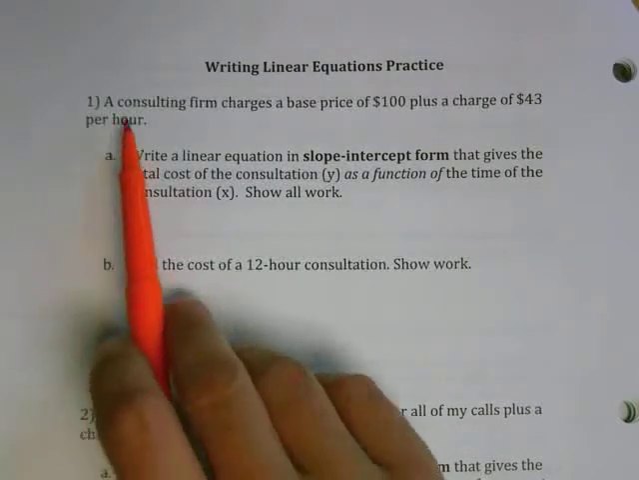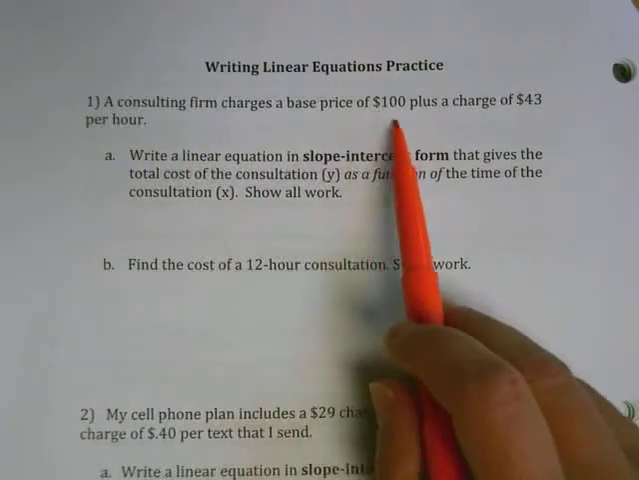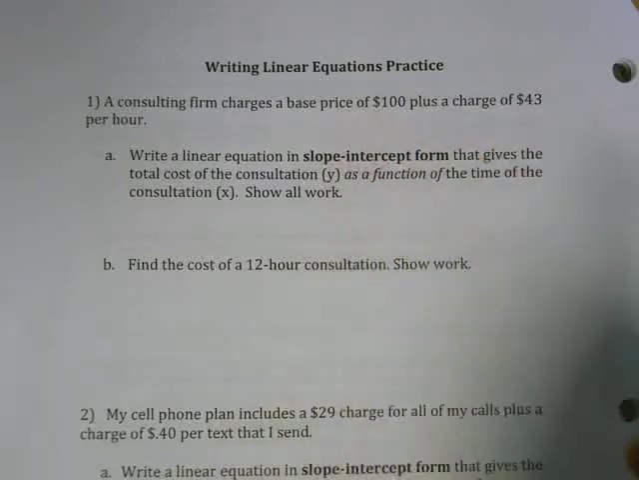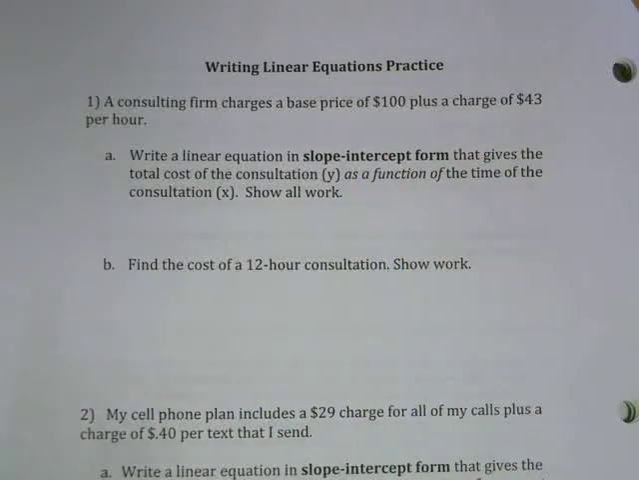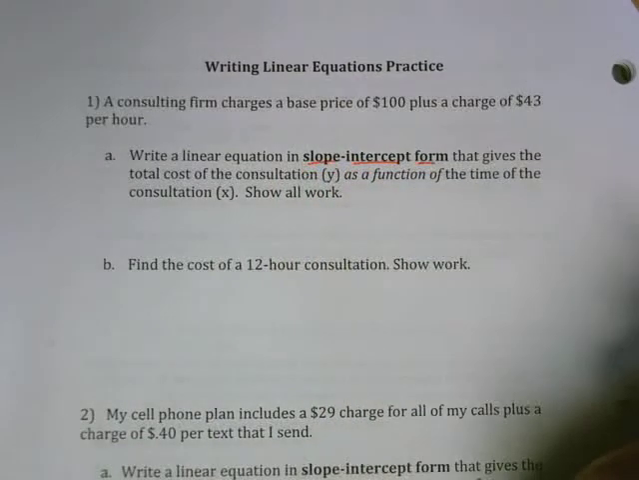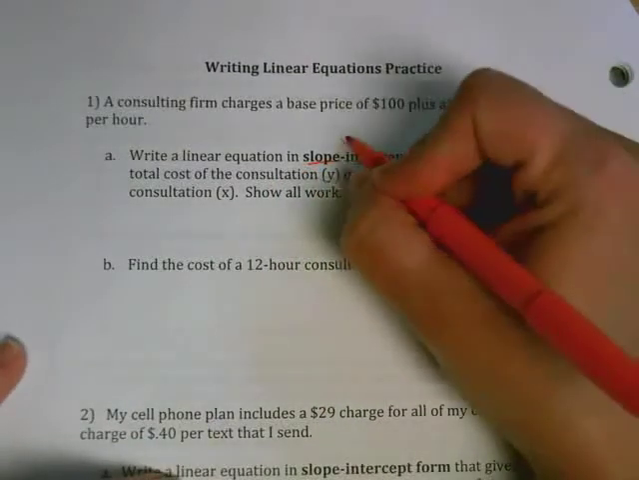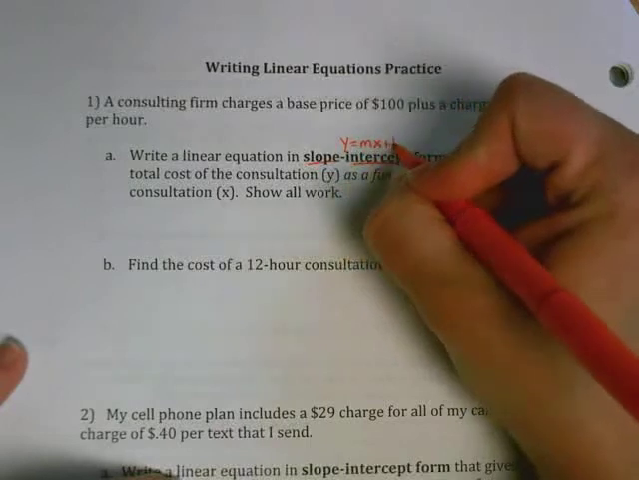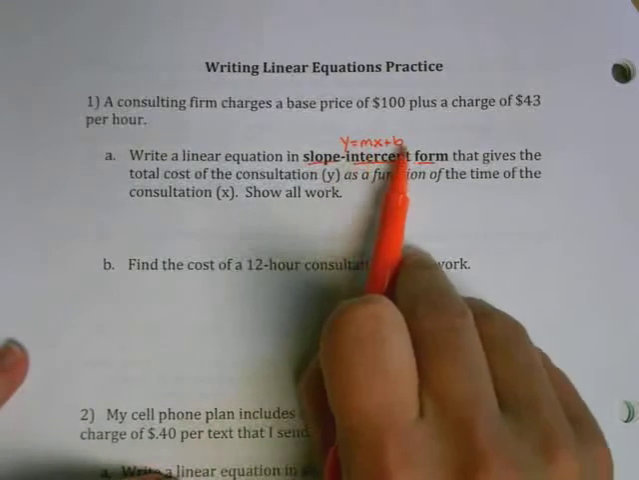So a consulting firm charges a base price of $100 plus a charge of $43 per hour. Can you guys take that situation and write a linear equation in, we're going to do slope-intercept form. You've got to recognize the vocab. Slope-intercept form is y equals mx plus b, slope y-intercept.